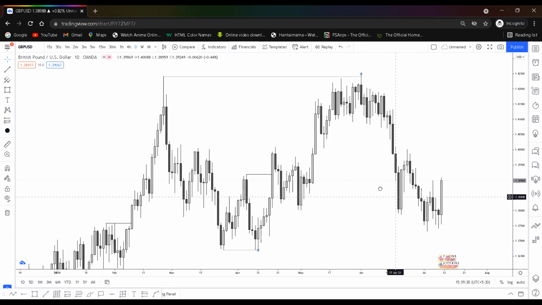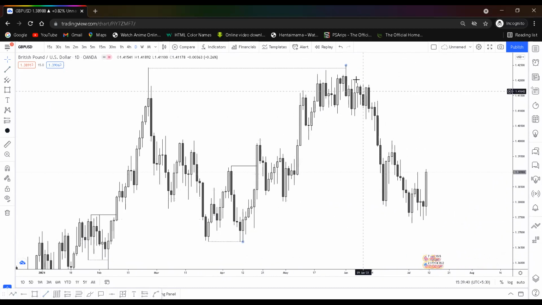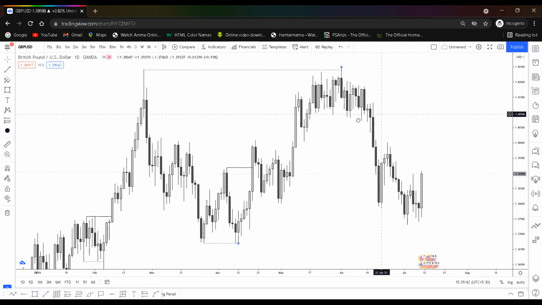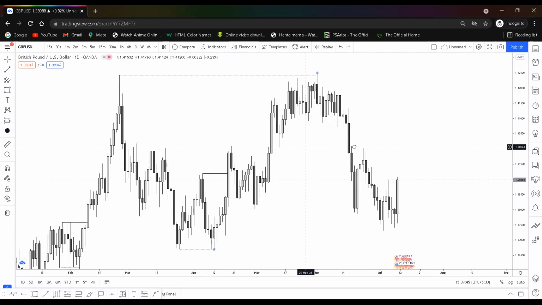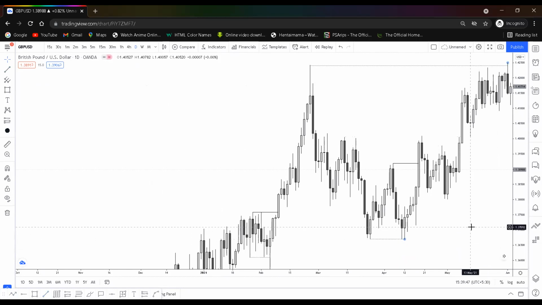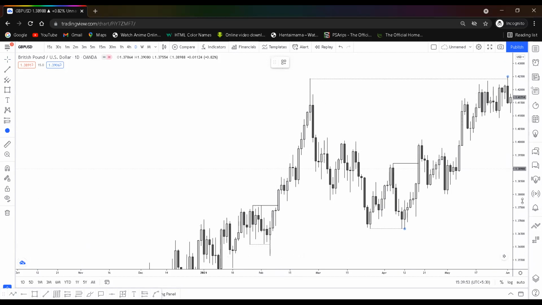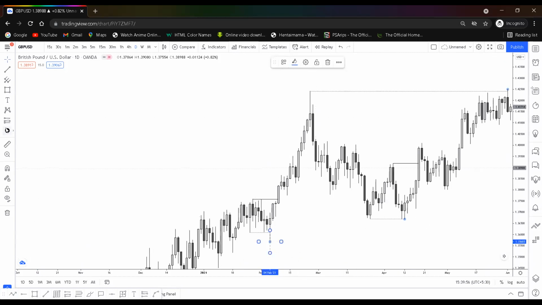So now our new range would be from this low to this high. Okay. So once a new range has been created, now imagine we were right here. The previous external range liquidity was here. This was the previous range, from this low to this high. That was the previous range, right?